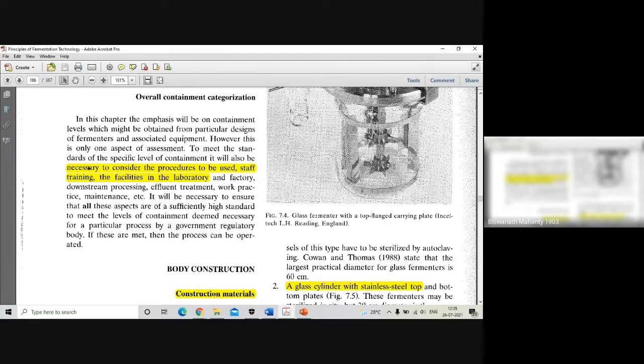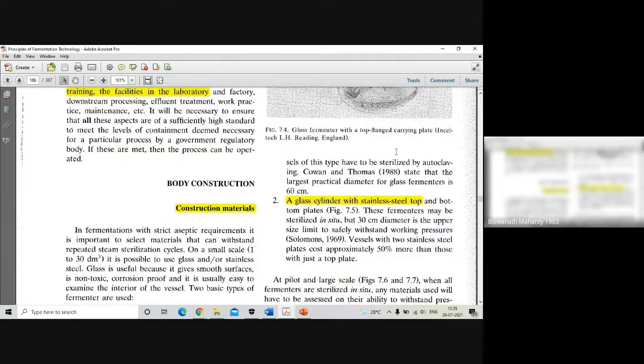So overall in fermentation, you need to consider the procedure to be used, how I am going to take a sample. If I am working with a pathogen of level B1, B2, B3, B4, in which lab I should work, what kind of fermenter I should use, how should I take the sample, all those things really matter, and we need to understand those aspects when I am going for a containment category.